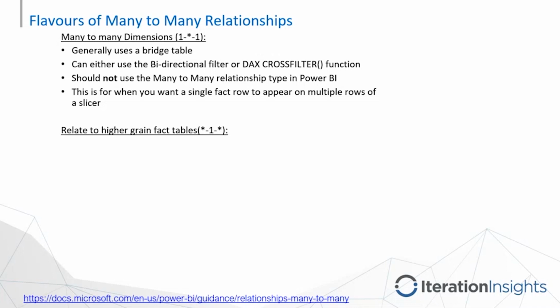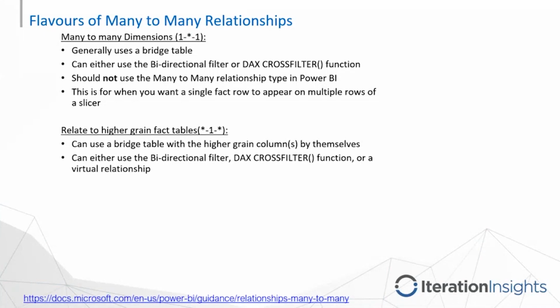than what's available in the dimension. So again, this can use the exact same functionality that we had in the previous many-to-many dimensions. So you can use a bridge table if we want. We can use bidirectional filters, the cross filter function. We can actually create a virtual relationship between these tables, and I'll show an example of that as well. So we don't actually have to have a physical relationship between those tables. But this is the one where you would want to use a many-to-many relationship within Power BI.